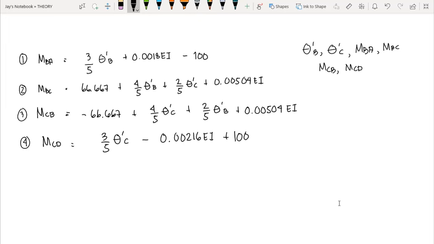If you use the general slope deflection equation, you would have a theta prime A here, which adds to your number of unknowns, so you need more equations. That's the advantage of using the modified slope deflection, because theta prime A was eliminated, as well as theta prime D, as you can see. So we have to add 2 conditions here to match the number of unknown variables.